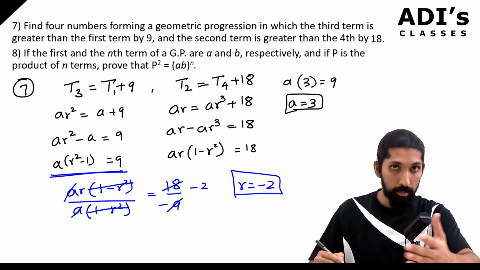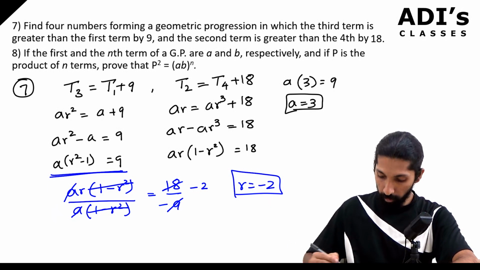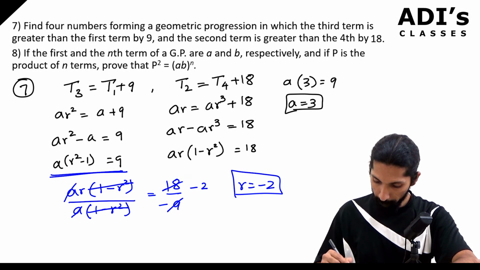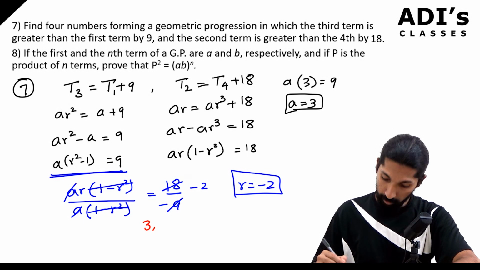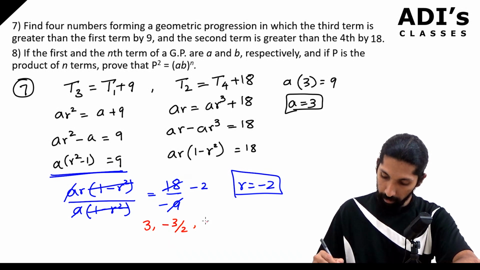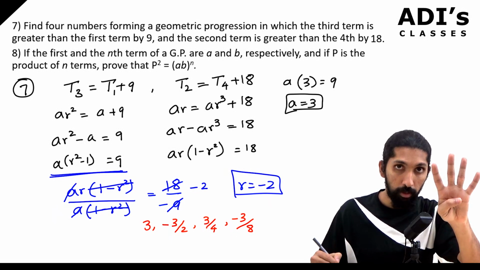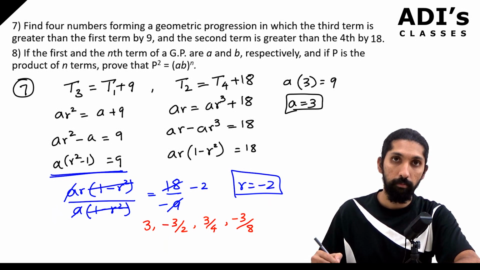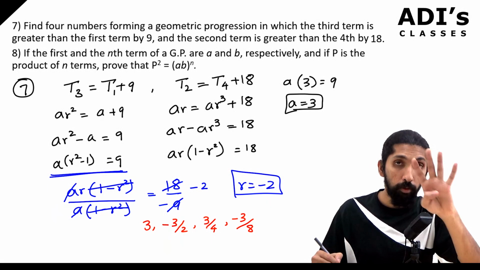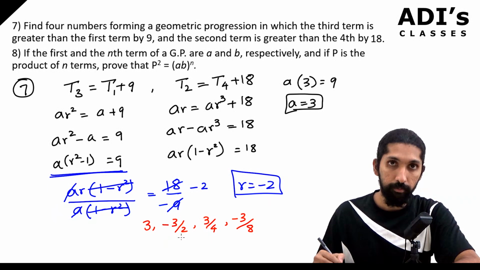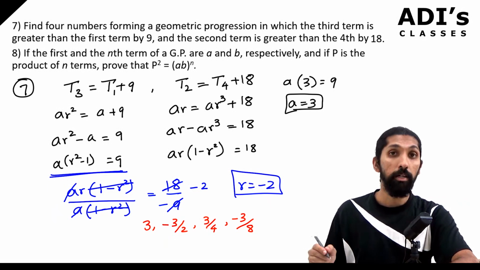So let's write it down here itself. The 4 numbers, the first number is 3. The next one is going to be minus 3 by 2. Next one is 3 by 4. Next one is minus 3 by 8. So these are the 4 numbers which are in GP. Fine. Let's do the 8th one now.